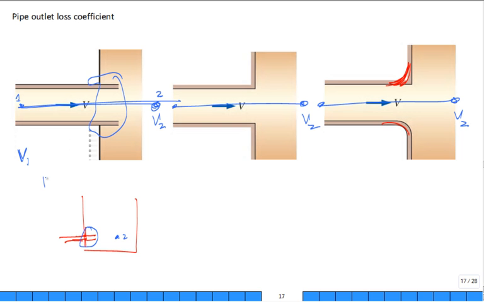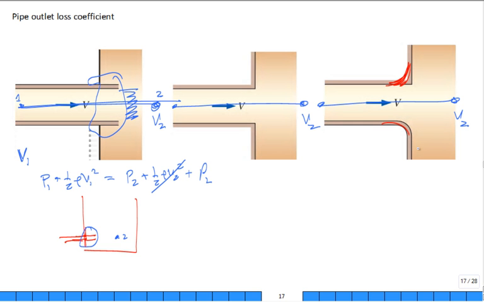And so when you do a Bernoulli from here to here, you'll have the pressure 1 plus 1/2 rho V1 squared equal to the pressure at 2 plus 1/2 rho V2 squared, which is 0, plus some head loss. But the pressure losses don't really depend on the details. You're just going to take that kinetic energy and waste it when you come out of the pipe.